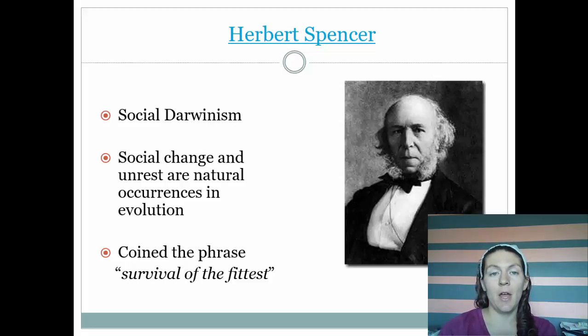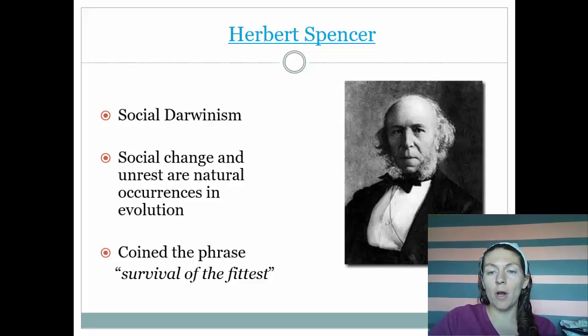Now he was a supporter of Charles Darwin's beliefs, and he took those beliefs from science, from biology, and applied them to society. So looking at how change and unrest were natural occurrences in the evolution and improvement of society as a whole. That wraps up our roots of sociology. Now we'll be looking at those theorists who took these root ideas and developed them into something more.